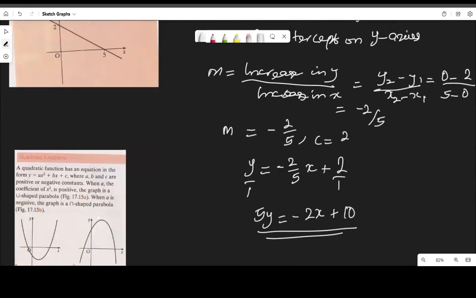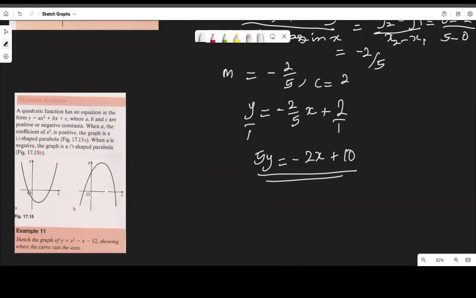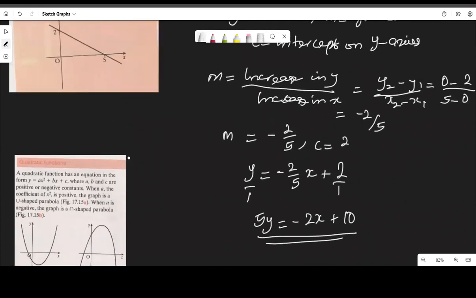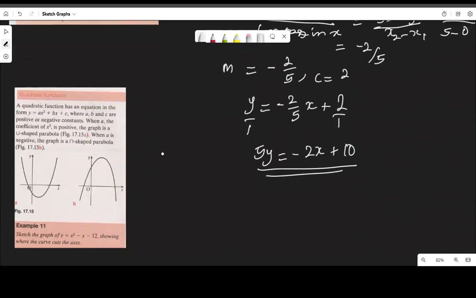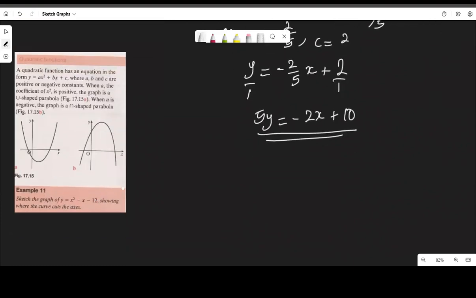Now we'll move on to quadratic functions. Just like we have it for straight line graph or straight function, we can also get a sketch graph for a quadratic function. The quadratic function has an equation in the form y equal to ax squared plus bx plus c, where a, b, and c are positive or negative constants.